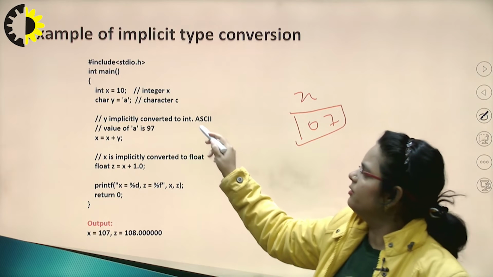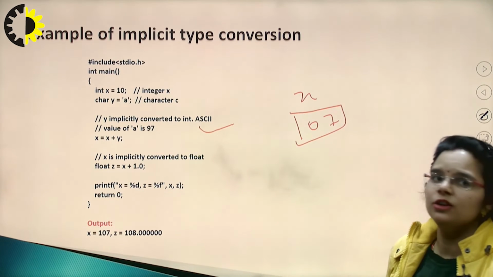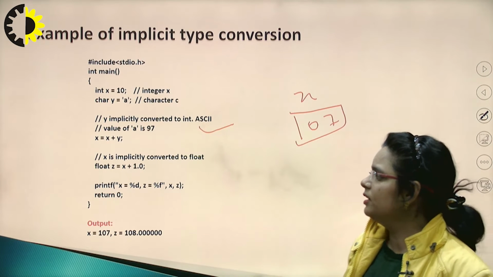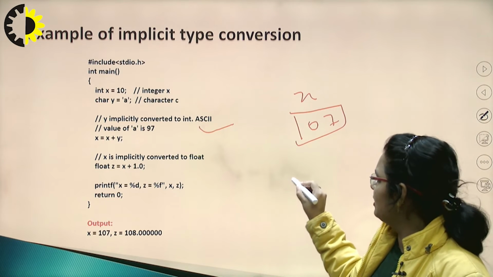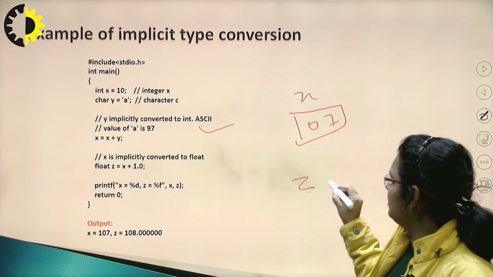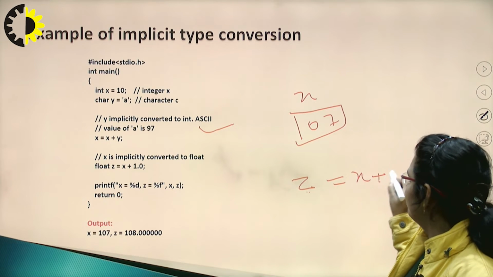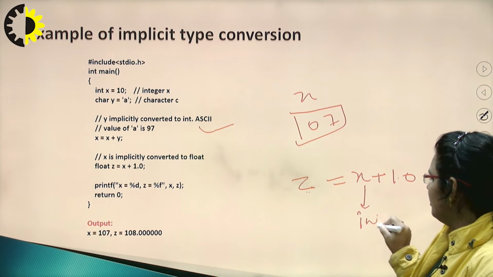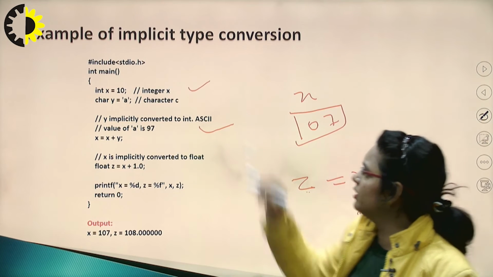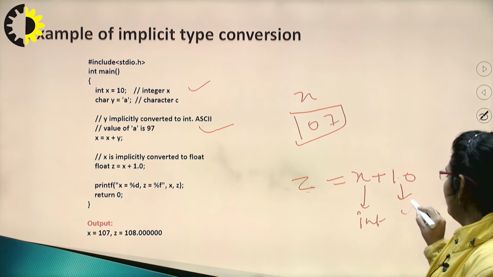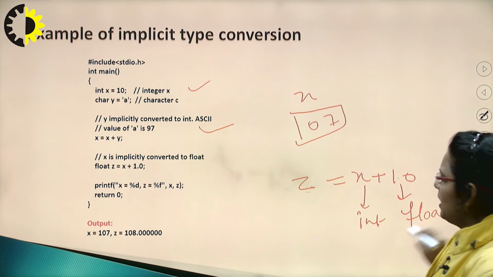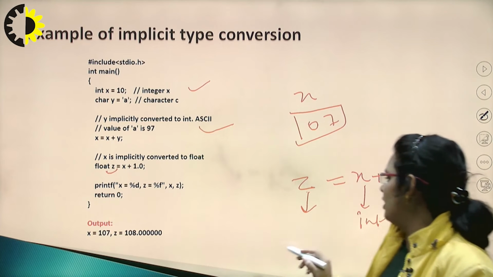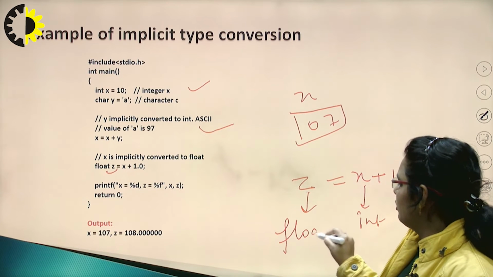Here, first of all, the y is implicitly converted into int as per the ASCII value of a, and the ASCII value of a is 97. And whenever we are evaluating another variable, let's just say float z, z equals x plus 1.0. This x is of integer type, as already mentioned here, and this 1.0 is of float type. And the variable z is already defined as a float type value.